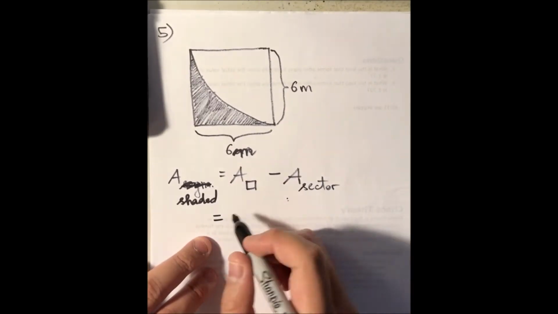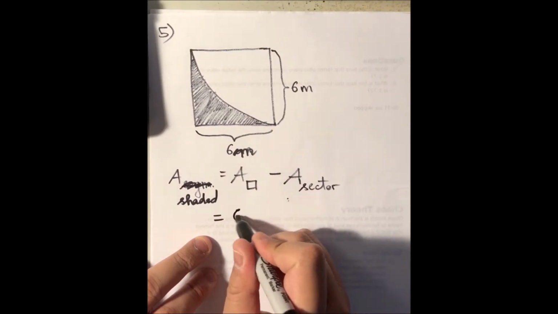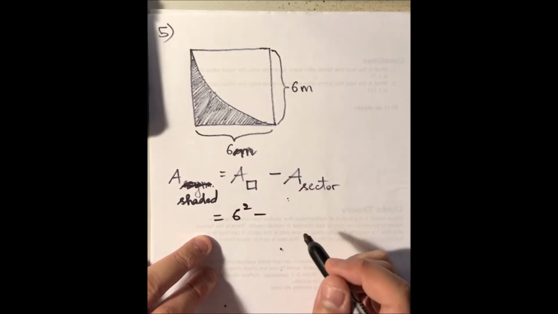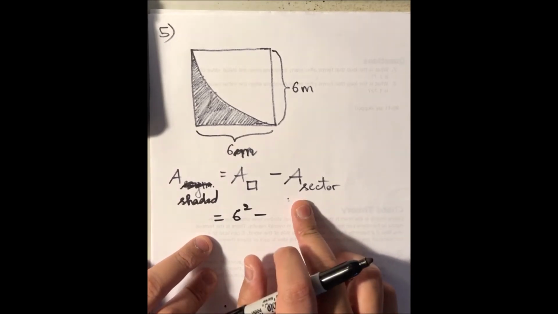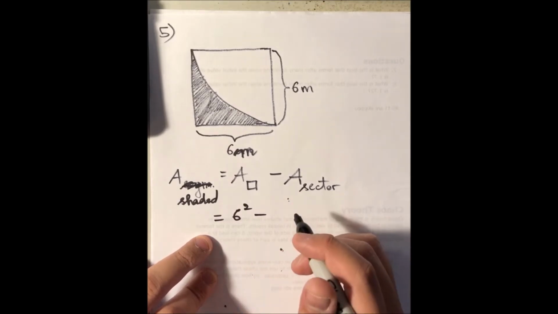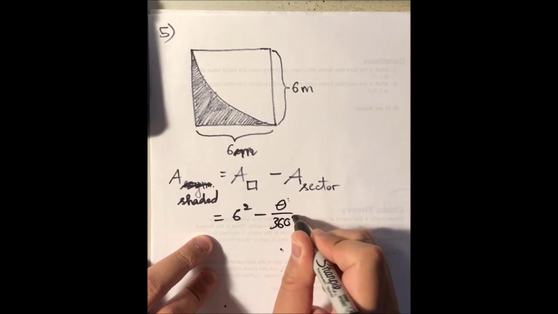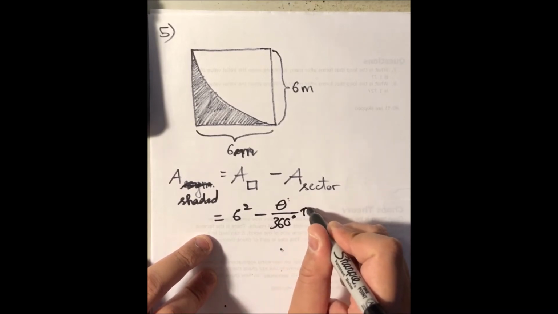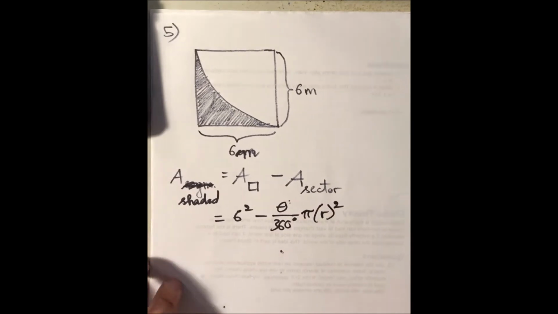Well, we know the area of a square is going to be side times side, so that's going to be 6 squared. Minus the area of a sector. For the area of a sector, I'm going to go ahead and again use the version where the central angle theta is given in degree form. So that's going to be the central angle theta divided by 360 multiplied by pi multiplied by the radius of the circle raised to the second power, like that.